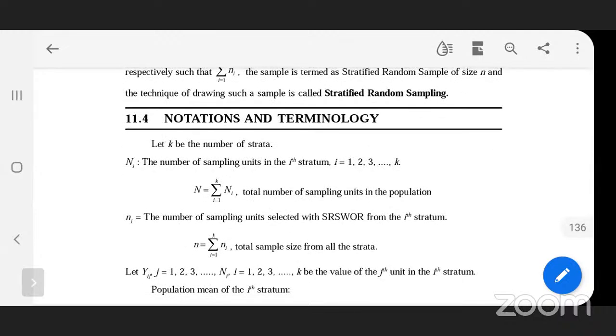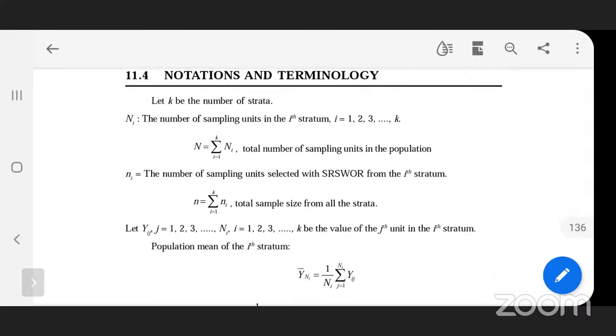Now, coming to the notation: capital N equal to the summation of Ni, i equal to 1 to K. It is the total population. From the strata we get one group of the data. When we divide into small strata, each small stratum has a small number of observations, so we can apply the same simple sampling procedure. So small n equals the summation of ni, i equal to 1 to K. That is the total sample size of all the strata. If I add n1 plus n2 and so on, I get the total.